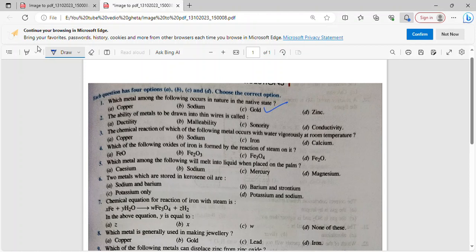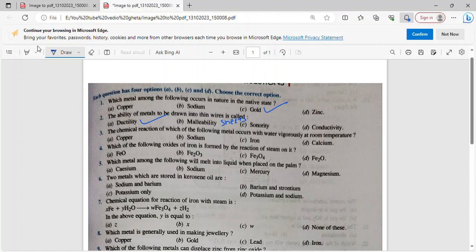Gold. Remember, the ability of a metal to be drawn into thin wire, this property is called what? There is another one, which can be beaten into thin sheets, and this is wire. So wire means ductility, and thin sheets, that is malleability. Got it? Okay, let's go to the third one.